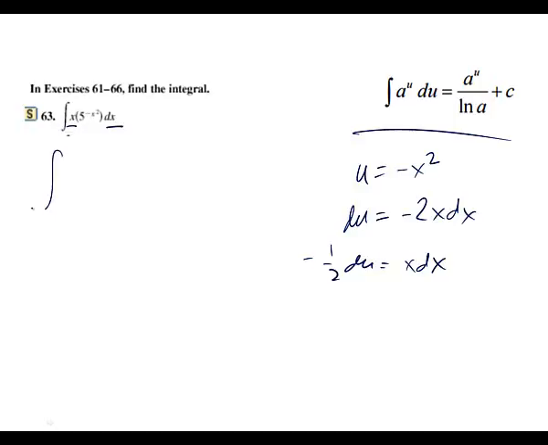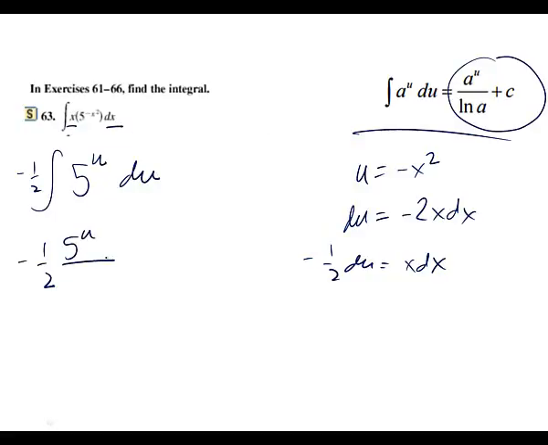All right, let's sub in. So I've got 5 to the u. The x dx is negative 1/2 du. All right, so we're now going to get this. Okay, so we get negative 1/2 hanging out in front. A to the u, so 5 to the u, over the natural log of 5 plus c. And then what do I have to put back in for the u? The negative x squared. So negative 5 to the negative x squared over 2 natural log of 5 plus c.